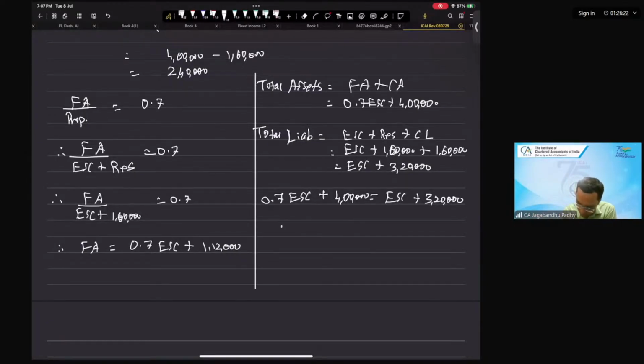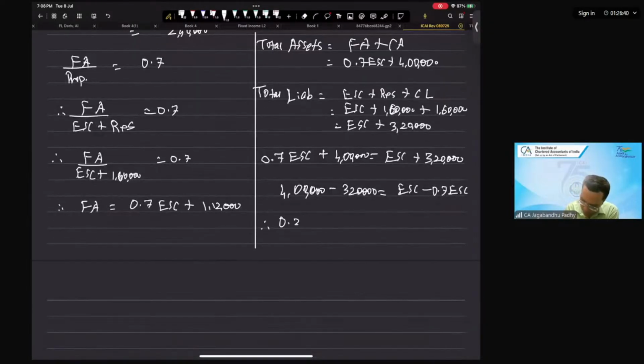Now bring all equity share capital on one side. So we have 4 lakh minus 3,20,000 is equal to equity share capital minus 0.7 equity share capital. So this works out to be 0.3 equity share capital is equal to 80,000. So equity share capital will be 80,000 divided by 0.3. It is 2,66,667. Is it? Or there is a mistake, I suppose.